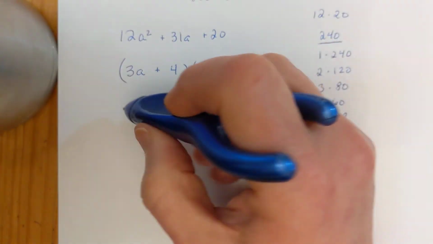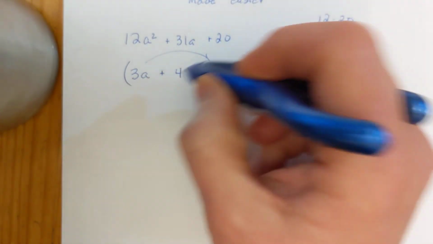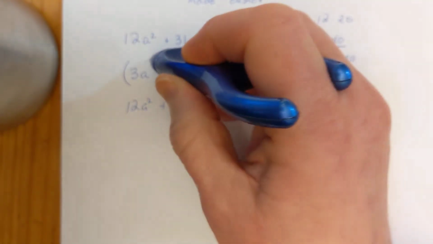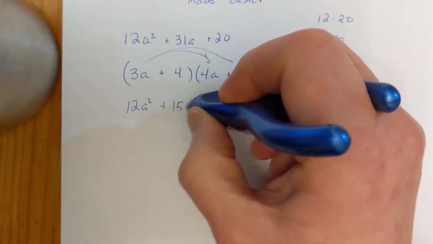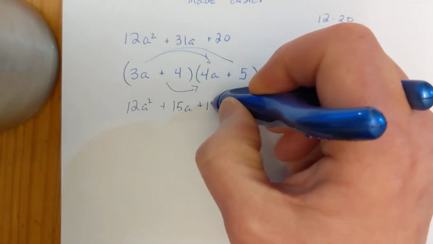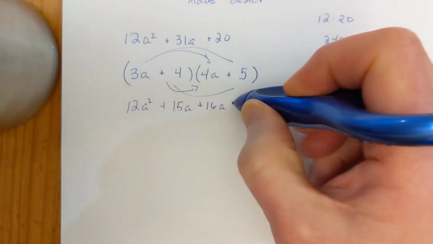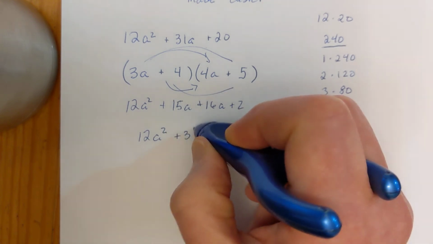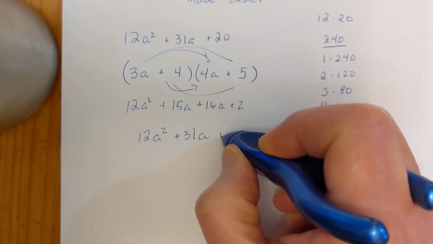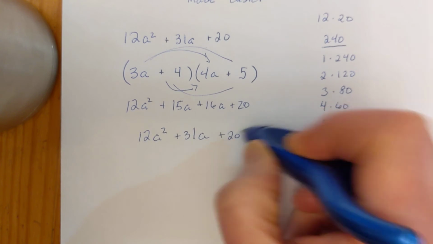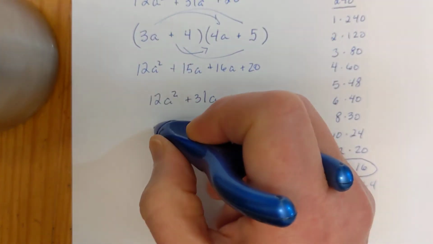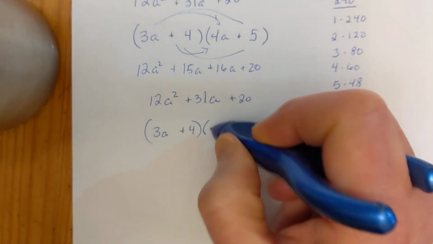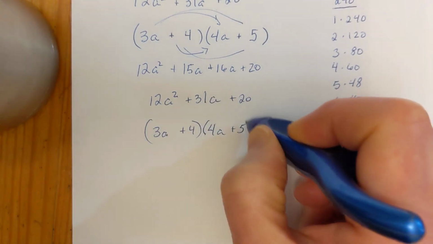And now I can check my answer by multiplying, expanding this out. 12a squared plus 15a plus 16a plus 20, and that gives me what I started with, 12a squared plus 31a plus 20. So this is my solution, 3a plus 4 times 4a plus 5.